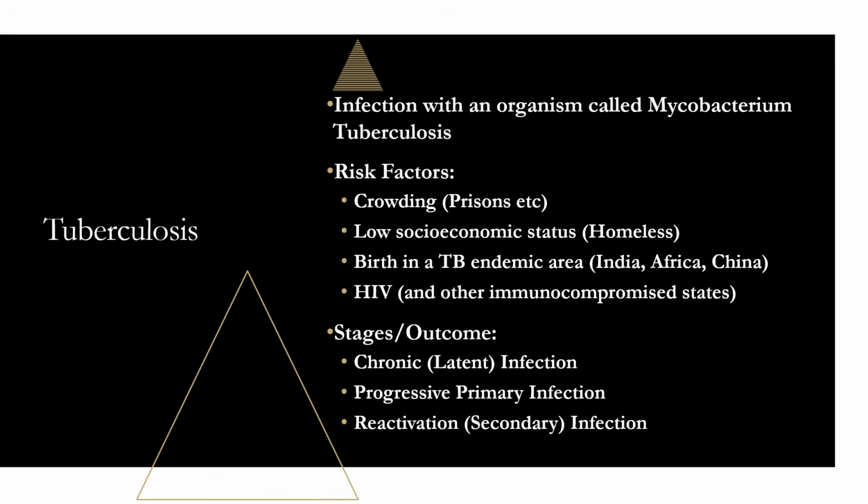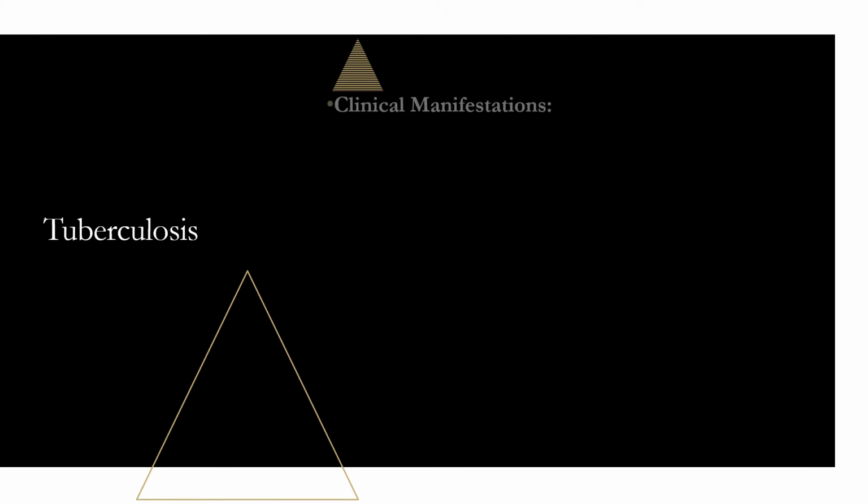So those are the stages. Again, remember, chronic latent infection, those are the ones who fight off the infection, wall it off in these granulomas. Primary infection, progressive primary, that's the small portion of the population immunocompromised who can't fight off the infection. And then reactivation or secondary TB in those patients who initially fought off the infection, walled it off, but then later became immunocompromised. So those are your outcomes or your stages.